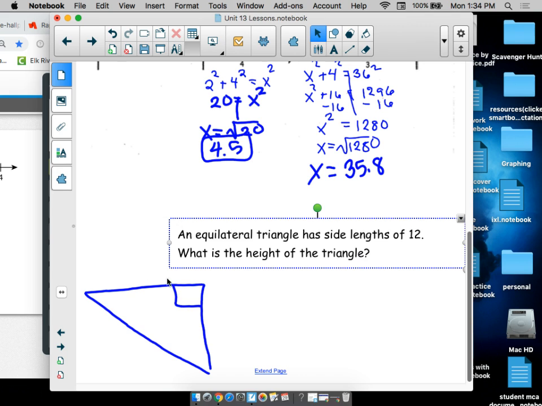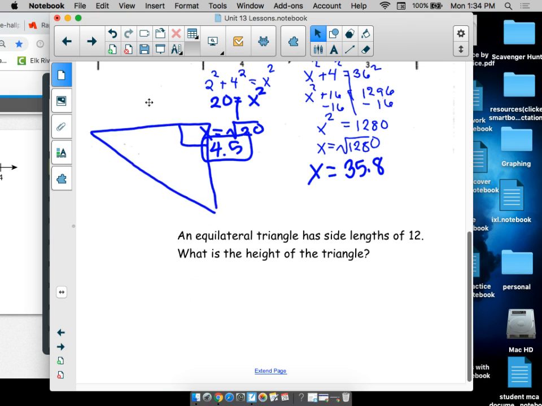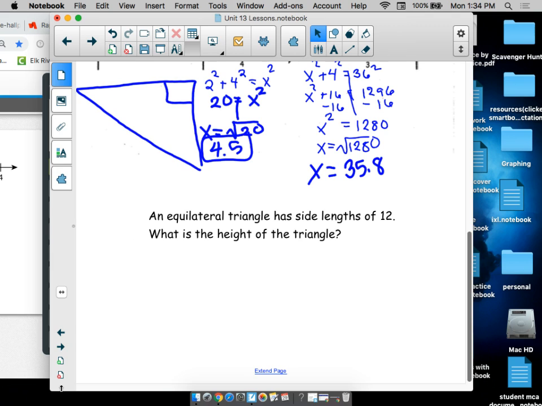Okay, write this down so you can see how we do it. So, and I'll reread it. An equilateral triangle has side lengths of 12. What is the height of the triangle? What is the height? Jason? Wouldn't it just be 12?